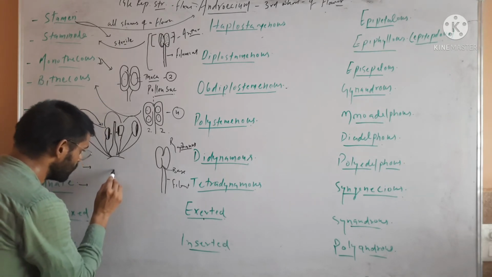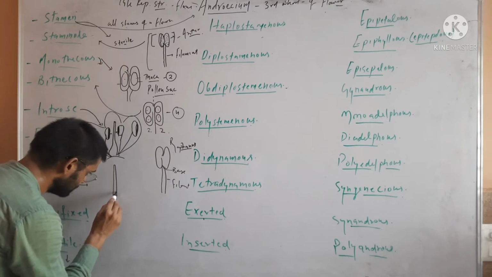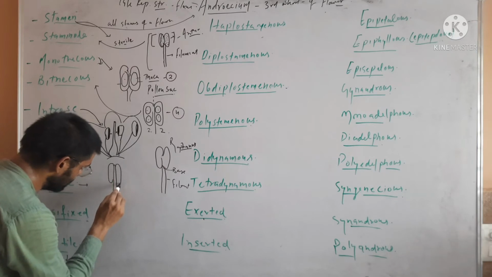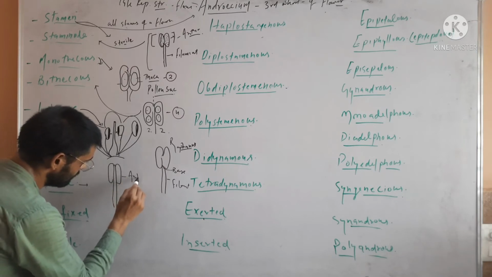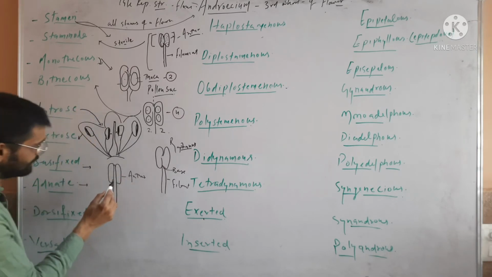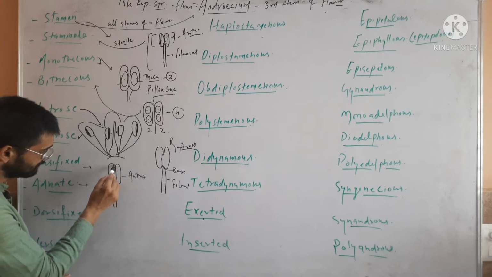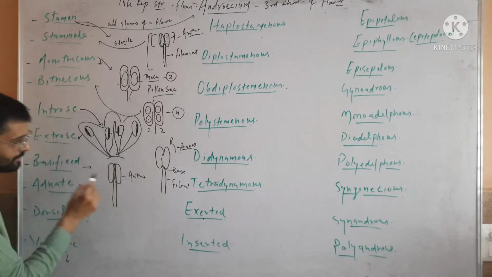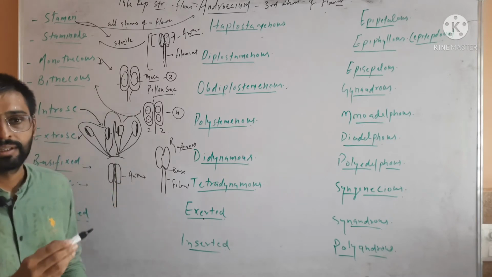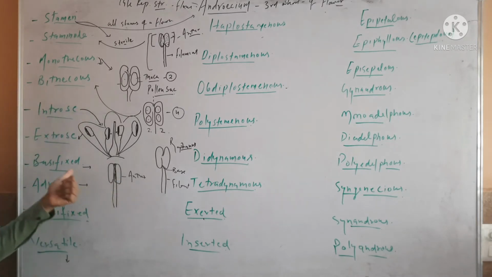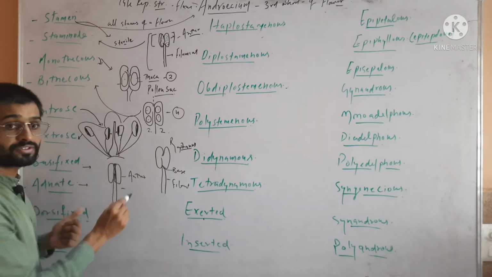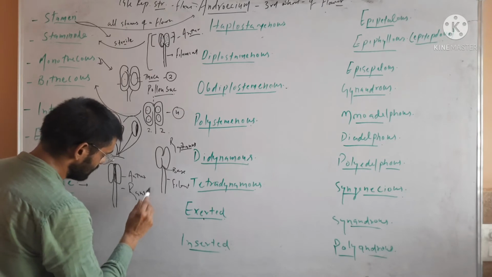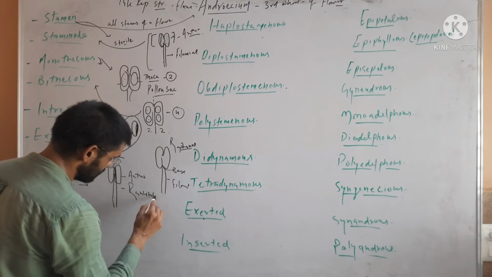Adnate, when the filament runs along the whole length of the anther. So this is the anther, and this filament runs along the whole length of this anther like this. This type of anther is found in ranunculus.